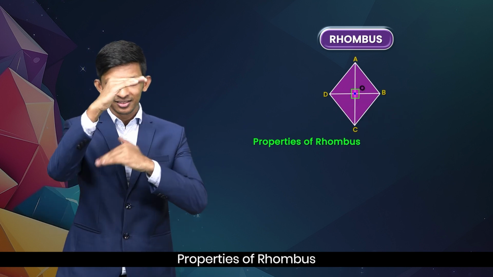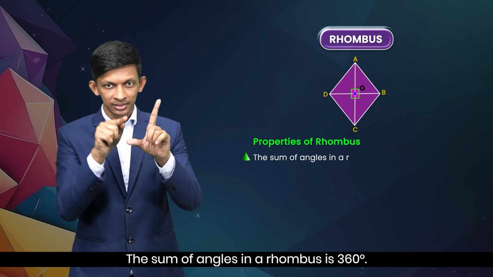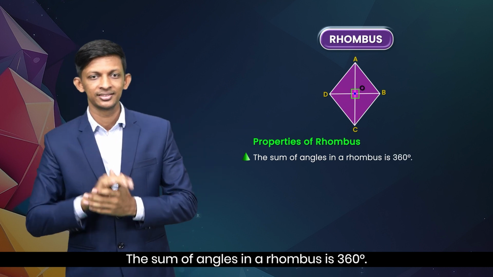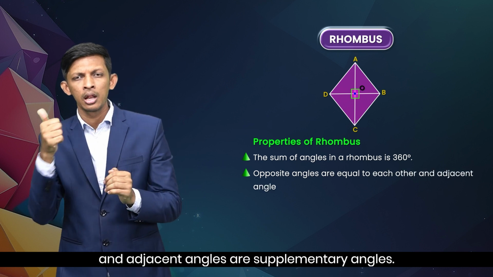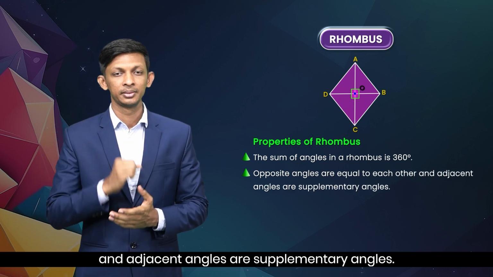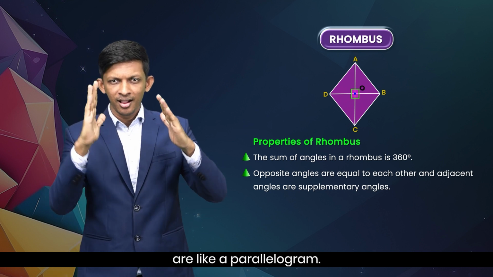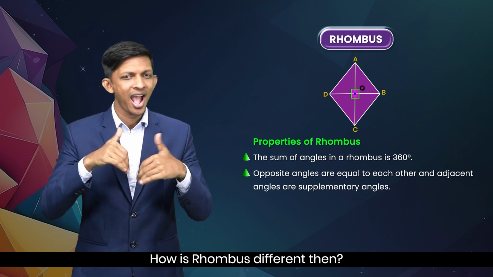Properties of rhombus. The sum of angles in a rhombus is 360 degrees. Opposite angles are equal to each other and adjacent angles are supplementary angles. Almost all the properties of a rhombus are like a parallelogram. How is a rhombus different then?